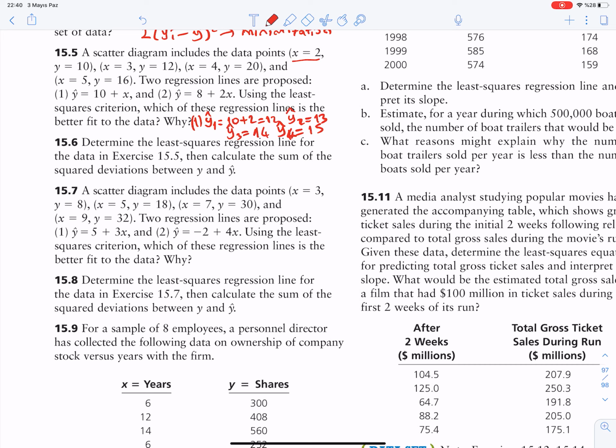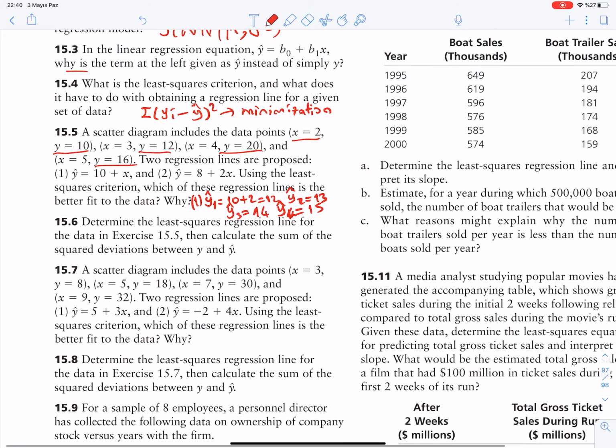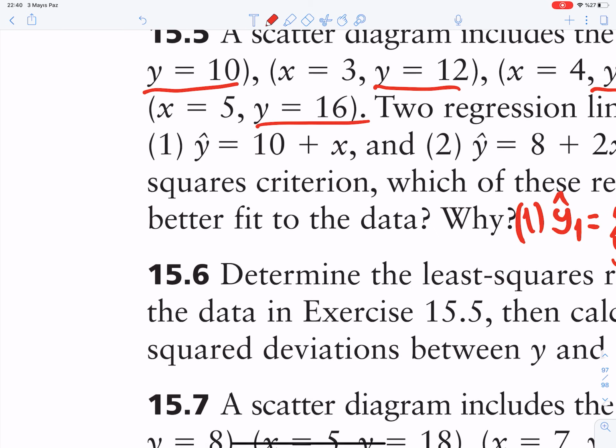The squared difference between the predicted value and the actual value. The actual values are: the first one is 10, the second one is 12, the third one is 20, and the fourth one is 16. So for the squared differences, I'm going to use this space economically.